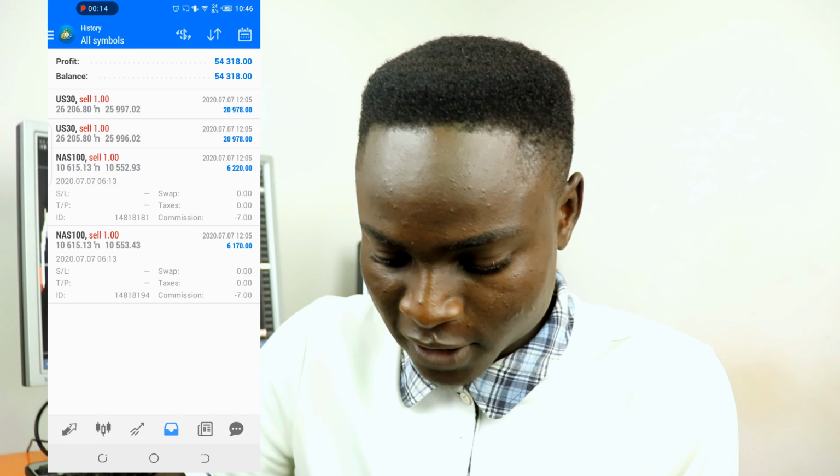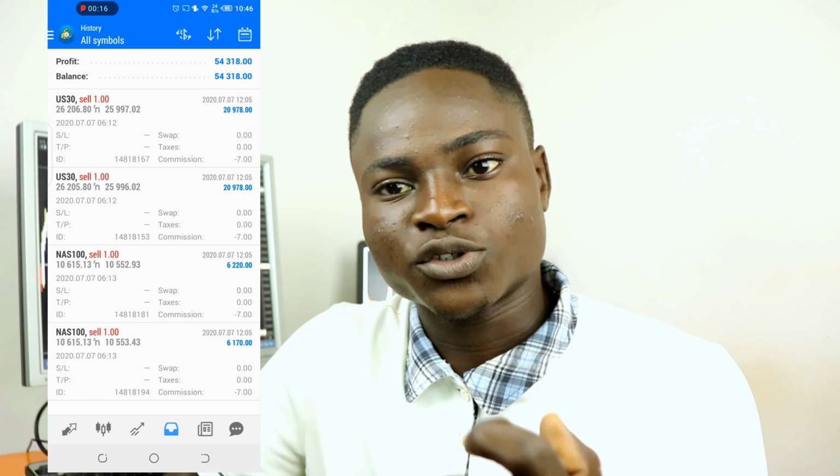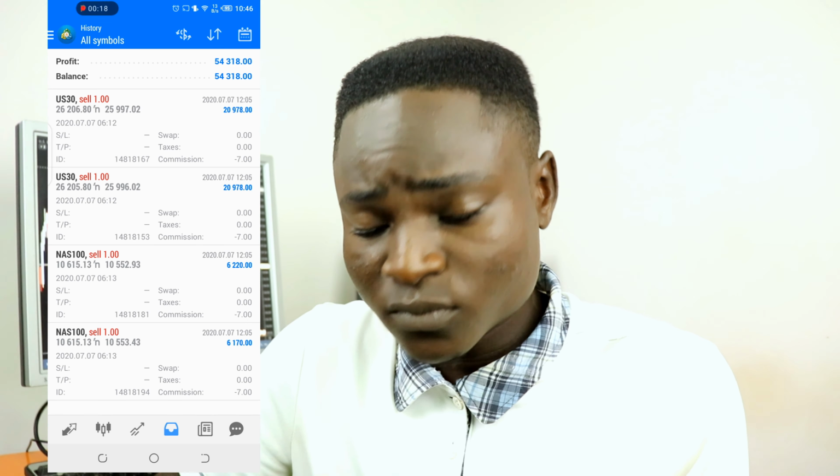I don't know if you can see that, but I'll try and put it on screen so you can see the profit and the balance right here. Other than that, we're going to be talking about support and resistance levels today. I will try and show you step by step how you can be profitable in the market trading support and resistance levels.